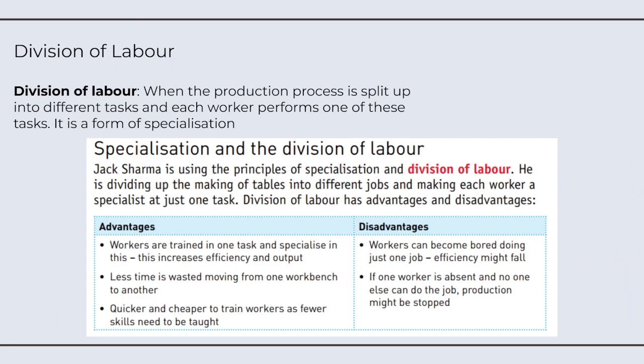There are disadvantages as well for everything. Like everything else, there are disadvantages. They can become bored doing just one job, and this will lead to efficiency failing or falling. If one worker is absent and no one else can do the job, production might be stopped. So those are the two disadvantages. Please make note of these.